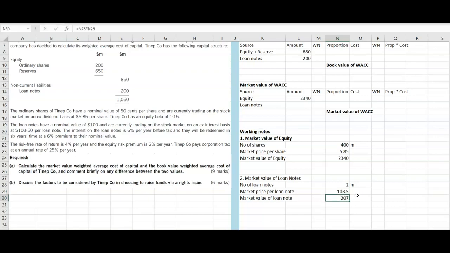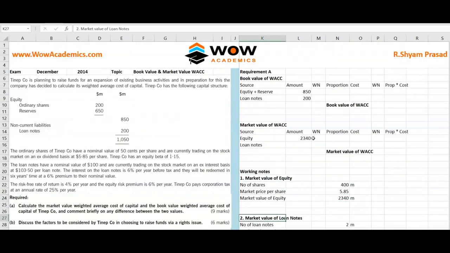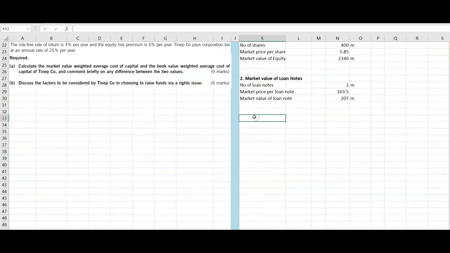The answer is 207. So this is also million. This is also a million, and this is also a million. So either way, we can take this number, the 207, the loan note value, and we can put it in the table here. So this comes to 207. Done. So we'll now move on to the other parts. We need the cost of capital, the cost of capital of equity, and the loan note. So we'll go to the third one.